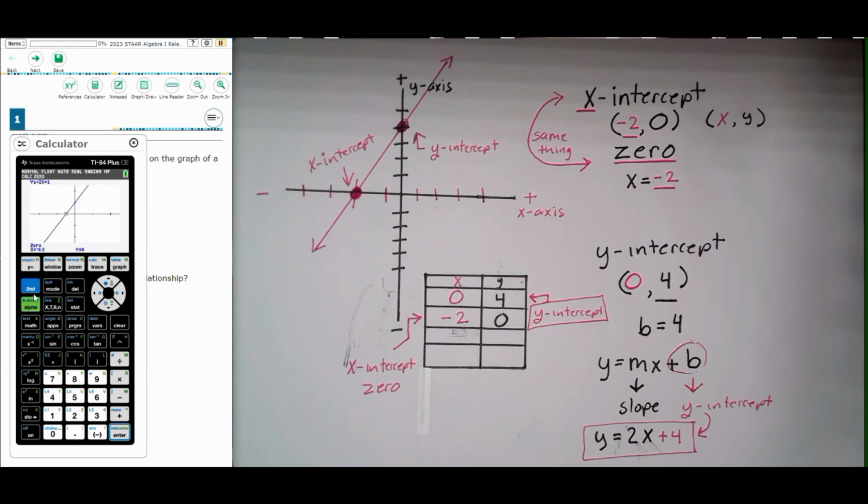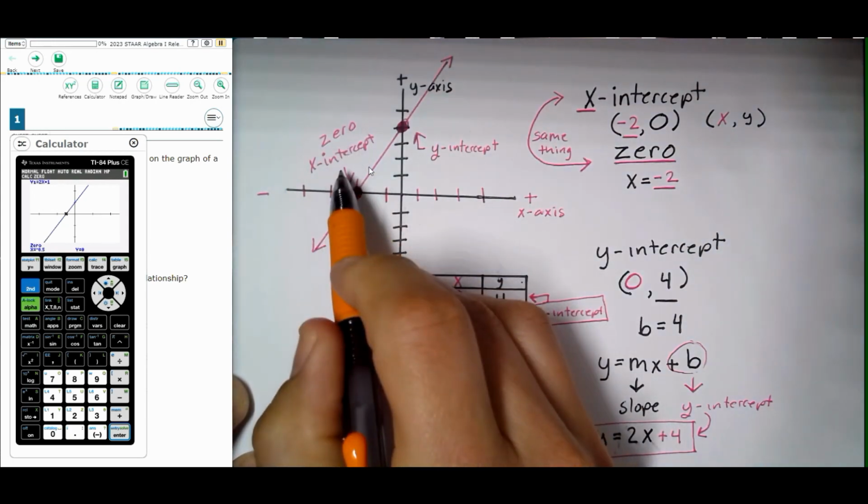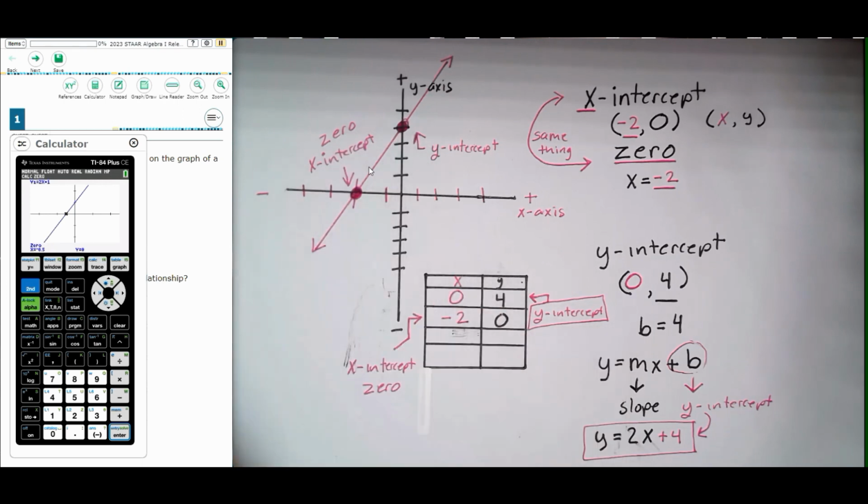So now you know how to find the 0 using a calculator. You know how to find the 0 by just simply looking at the graph if it happens to land on one of these lines, so it's an integer, and you know how to find it looking in the table. And that's all it is to finding zeros. Just remember that when it says 0, your 0 is your x-intercept. And when it says y-intercept, it's simply just where it crosses the y-axis.